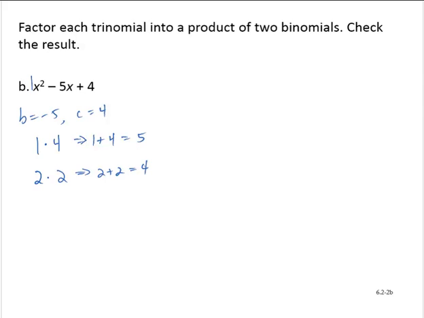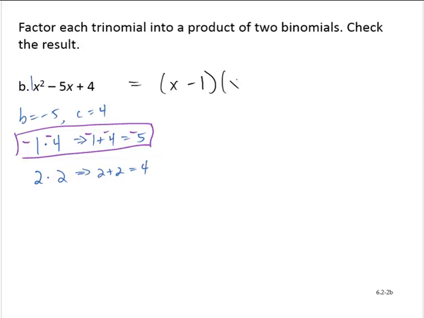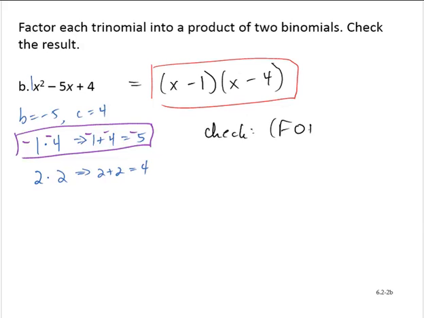Well, wait a second. What if we had negative 1 and negative 4? Well, negative 1 plus negative 4 is negative 5, and that's what we want. So that tells me then that the factored form of x squared minus 5x plus 4 is x minus 1 by x minus 4. Let's check by FOIL.